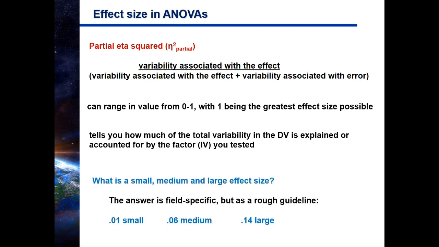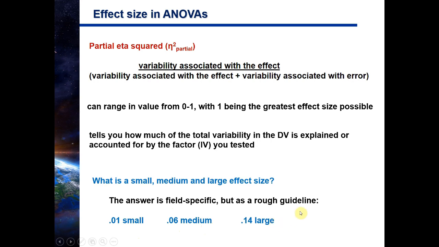As far as guidelines for small, medium, and large effect size, just like Cohen's d, it depends on the field of investigation. What is small, medium, and large for us is going to be different than what would be considered small, medium, and large for a physicist. All right, so just as a very rough guideline, 0.01 would be small, 0.06 is medium, 0.14 is large.